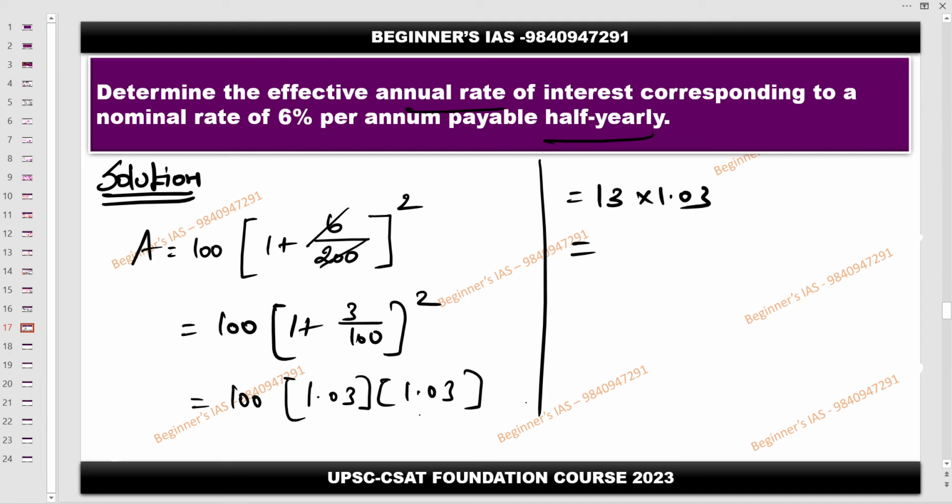Not 13, 103. 10.3. No, 103, right? 106.09. 106.09.